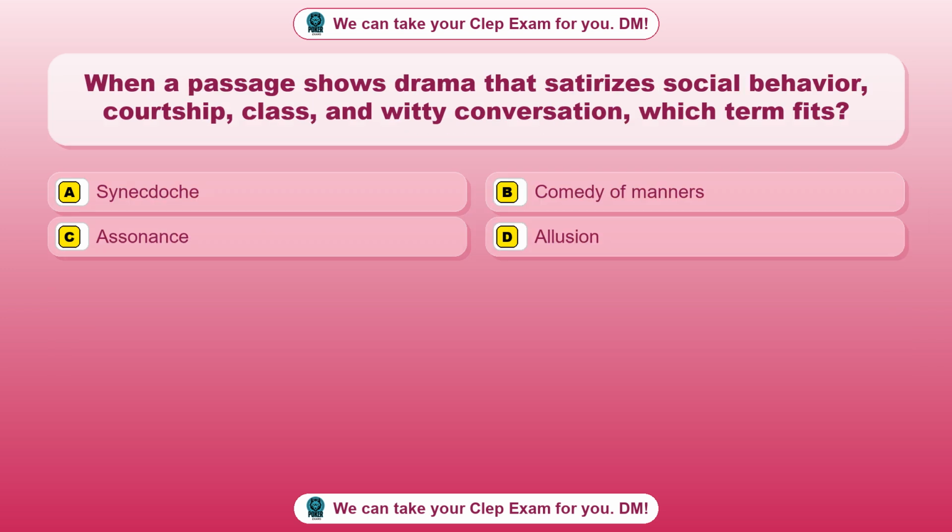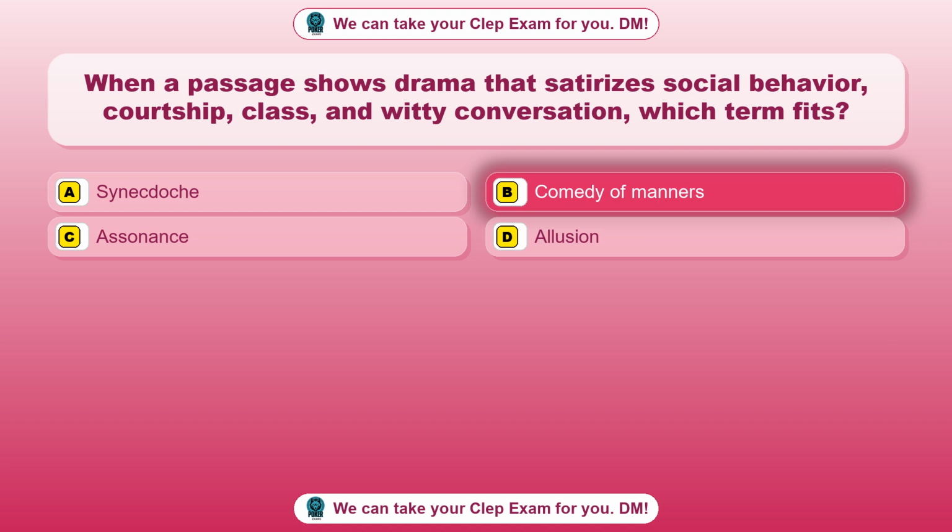Question 2. When a passage shows drama that satirizes social behavior, courtship, class, and witty conversation, which term fits? Option A, synecdoche. Option B, comedy of manners. Option C, assonance. Option D, allusion. The correct answer is option B, comedy of manners.